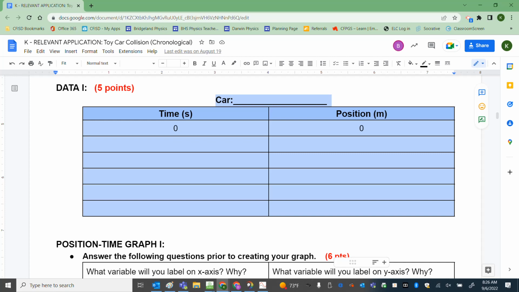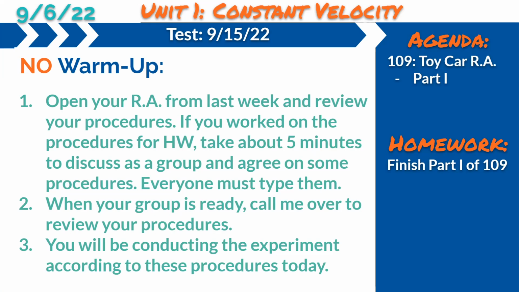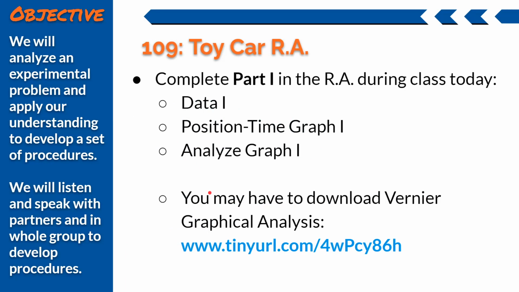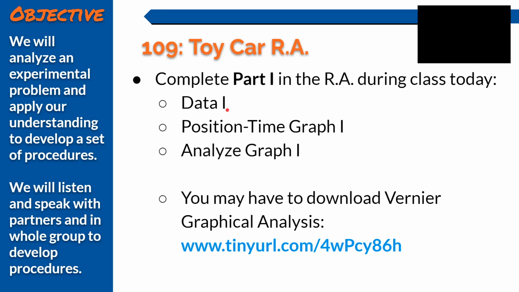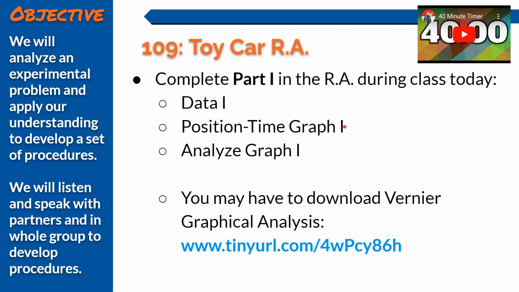Now I'm hoping some of you have some procedures that you're ready to let me look at. If so, you can let me know, and I can come around and check those for you. Before you get started, it'd be a good idea to have me look at it. Your homework will be to finish part 1 of the RA. That's your data collection. Really, you can't do that for homework, but you can work on the position-time graph, and you can do the graph analysis.